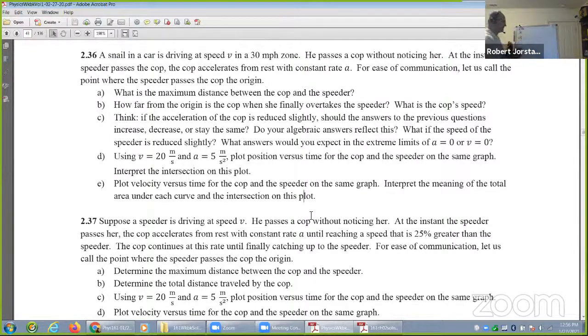Another thing you could do is, if you want, you could use different colored pens. You could use blue for the snail and red for the cop, or vice versa. Okay. And I think I used number 1 for the snail and number 2 for the cop. So I'm going to label that in my picture.